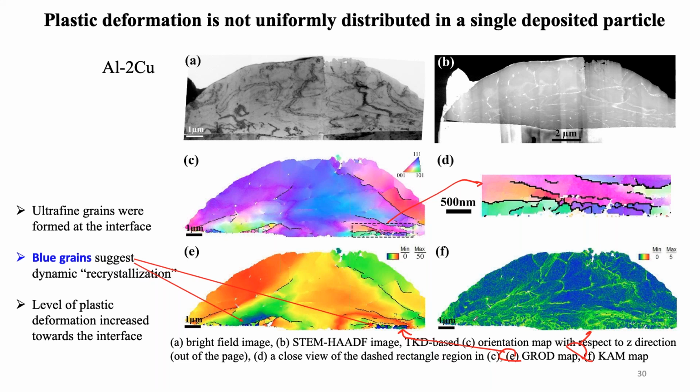The kernel average misorientation maps allow us to visualize that we are actually getting more deformation in the crystalline lattice as we go from the top of the particle towards its impact site. That kind of makes intuitive sense, but it does mean there's also a large deformation gradient from top to bottom in a single particle.